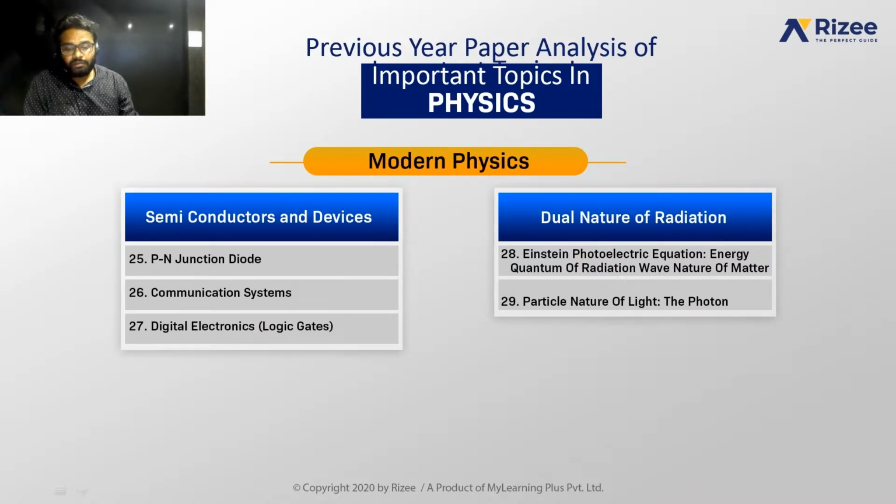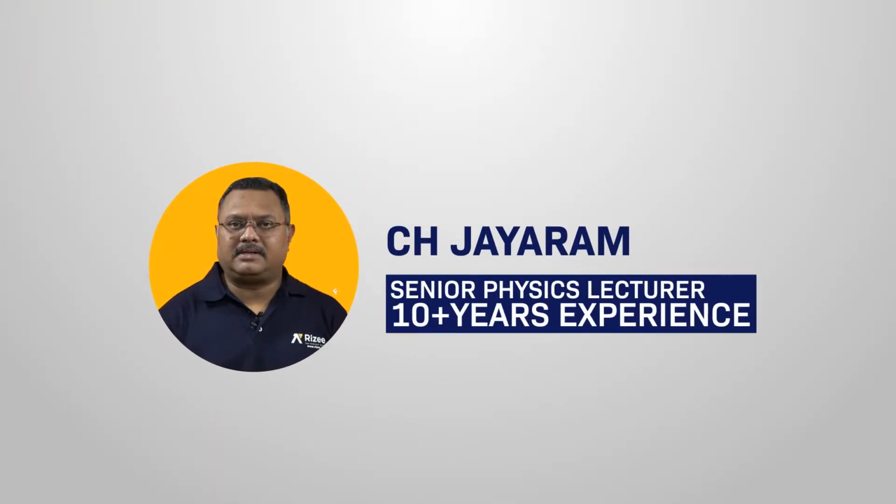Coming to modern physics, every year questions are asked from semiconductors and devices and dual nature of radiation chapters, and within these chapters there are 5 important topics and 5 questions have been anticipated for the final exam. So in this way, considering all these important topics, 30 anticipated questions are given in the mock test that was held on Feb 21st, and the video solutions will be discussed by JEE faculty Mr. Jayaram.